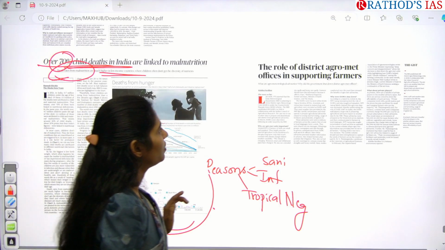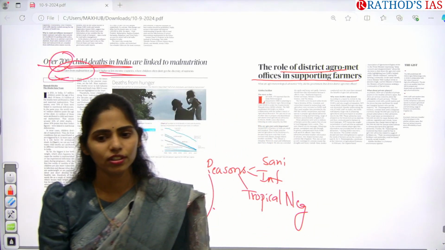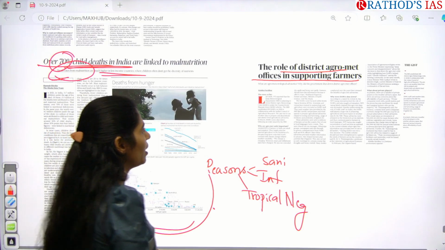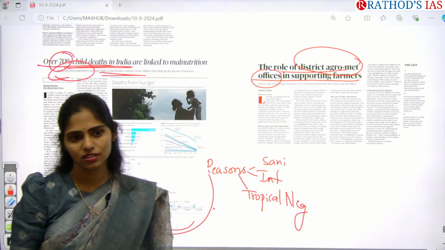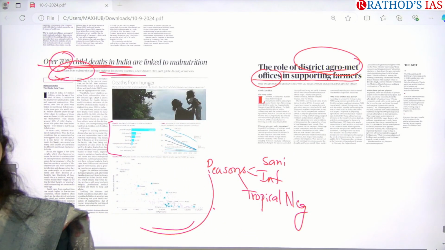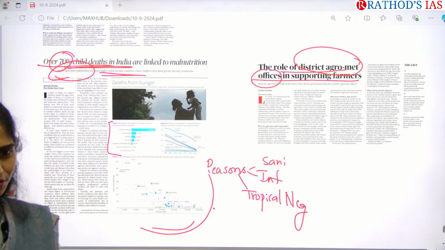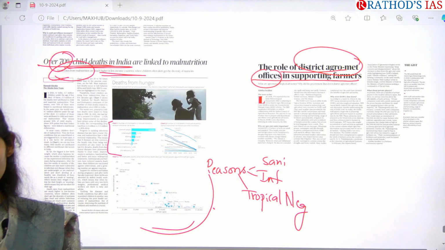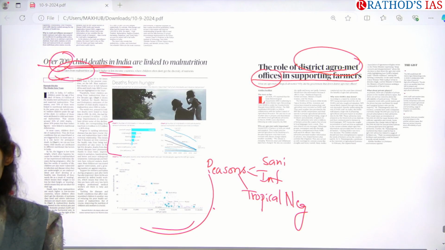And next one is the role of district agromet officers in supporting farmers. So how many of you are from an agriculture background here? If you are from an agriculture background, you will know who these district agromet officers are. Have you ever gone to those offices? Do you have any idea? Some don't even know that this kind of office exists. Yes or no? So you are at least well educated compared to other people. You have to know about this, right? So what are the organizations, how is the government helping these agriculture people?